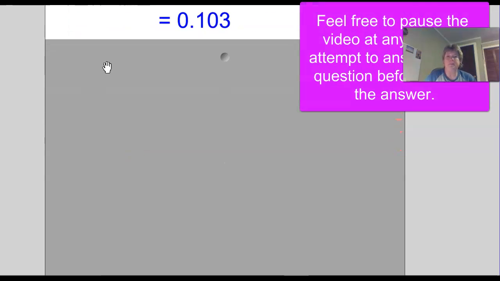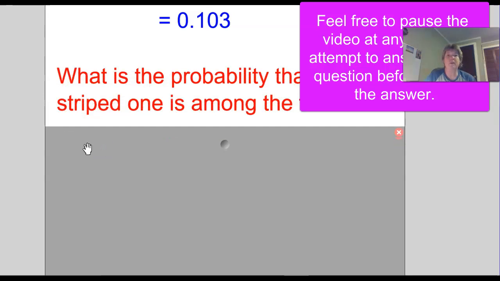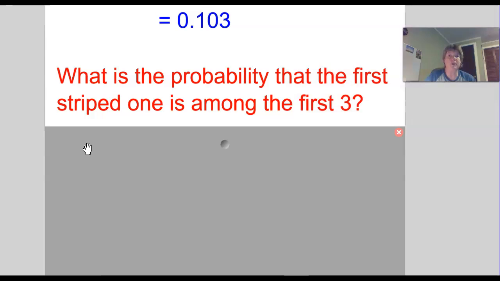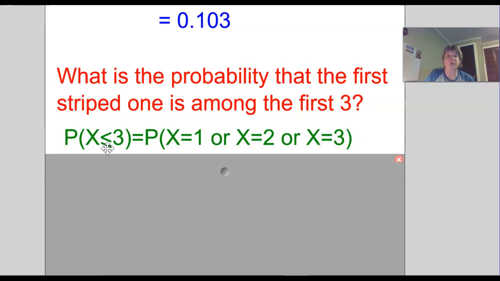Next example. What's the probability that the first striped one we find is among the first three? So what that means really is, what's the probability that the first striped one is either the first one, or the second one, or the third one? So what we're really looking for is the probability that x is less than or equal to 3.